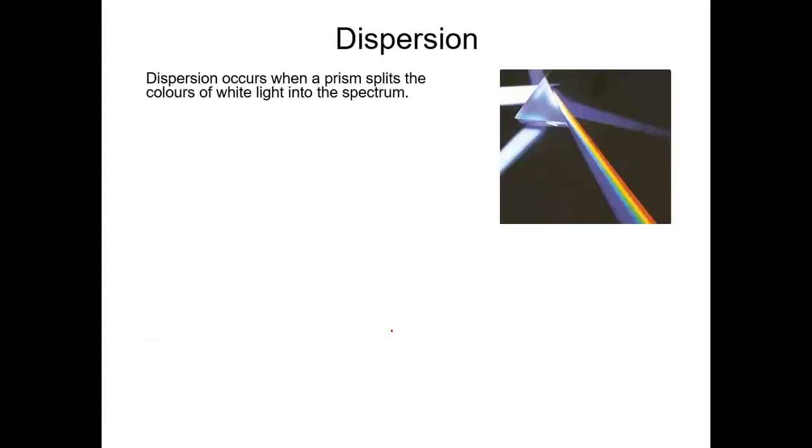Okay, now let's look at dispersion. Dispersion is a beautiful phenomenon, and it is a phenomenon when light is split into its component colors. We usually use a glass prism to do the dispersion, but there are many other things in nature, like water drops and the air, that sometimes also disperse the light.